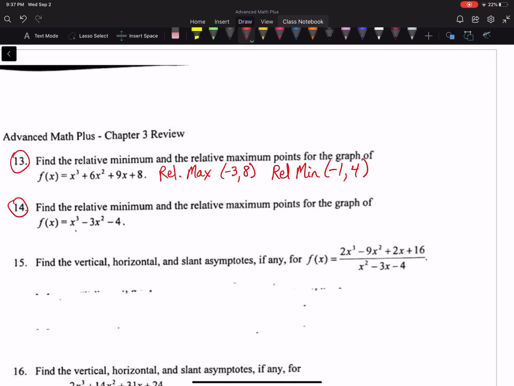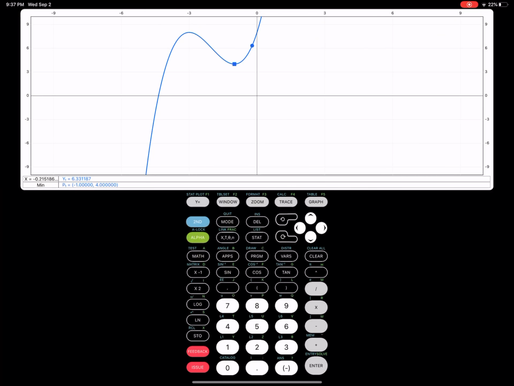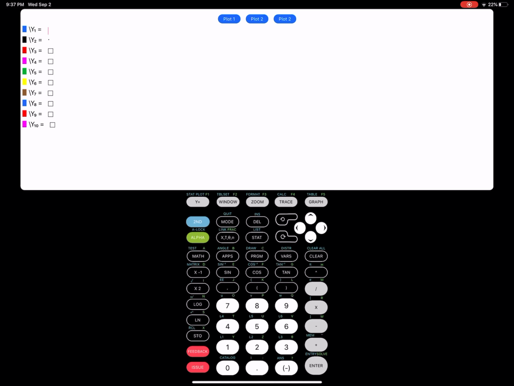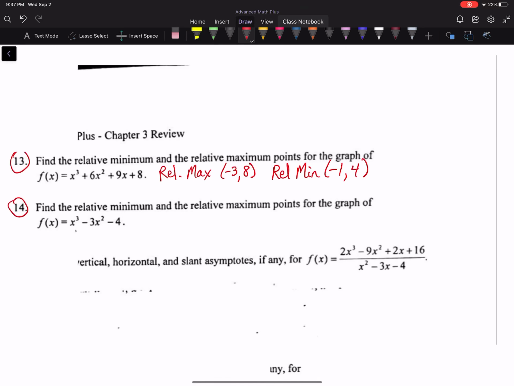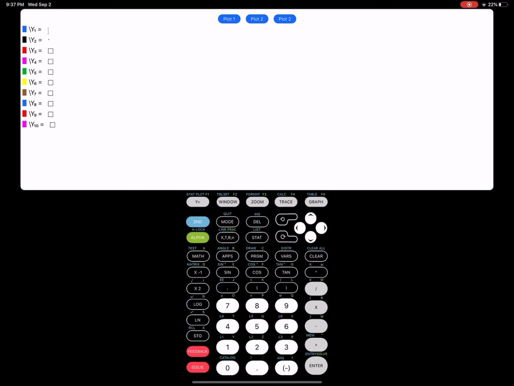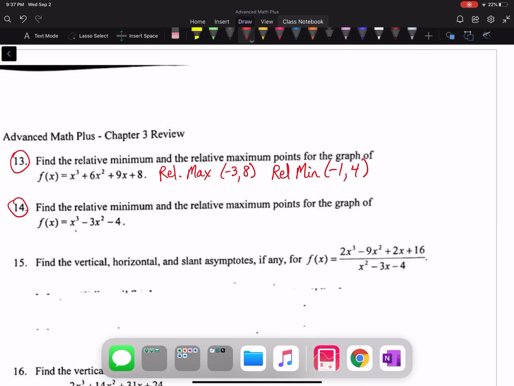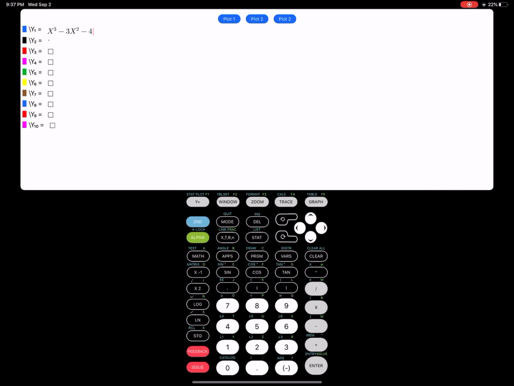14. Do the same thing. We have a different equation here, so I'm going to go to y equals, excuse me, and we'll clear that one out. And let's see, my equation was x to the third minus 3x squared minus 4. So x to the third power minus 3x squared minus 4. Double check, just make sure that's right. It is.